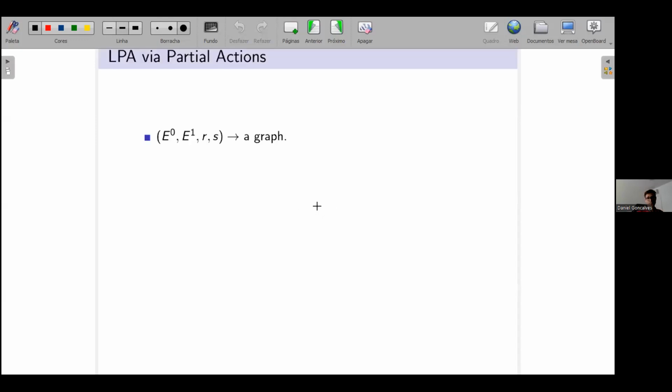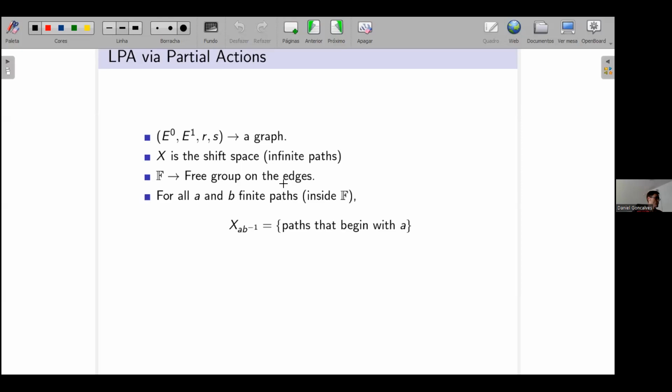And for us, there in Florianópolis, we really like partial actions. So we like to see the Leavitt path algebra as the crossed product ring associated to a partial action. So given a graph, we look at the set of infinite paths, and look at the free group on the edges. This can also be done with a groupoid or inverse semigroup; it doesn't need to be something as large. But for this talk, we take the free group on all the edges.